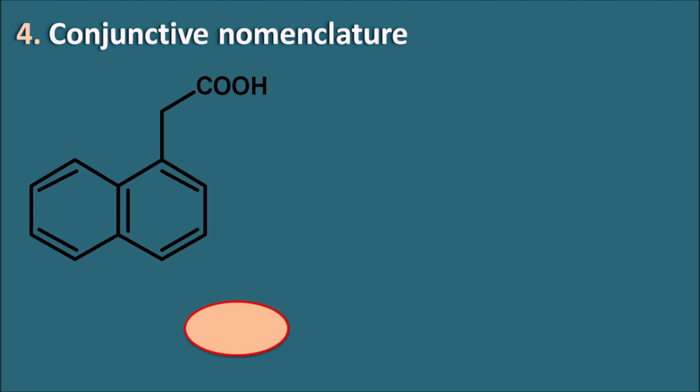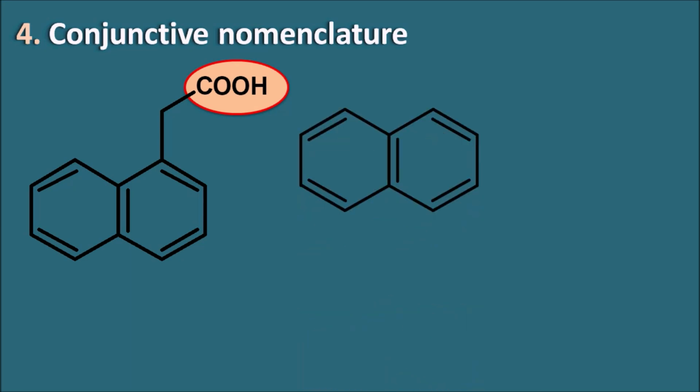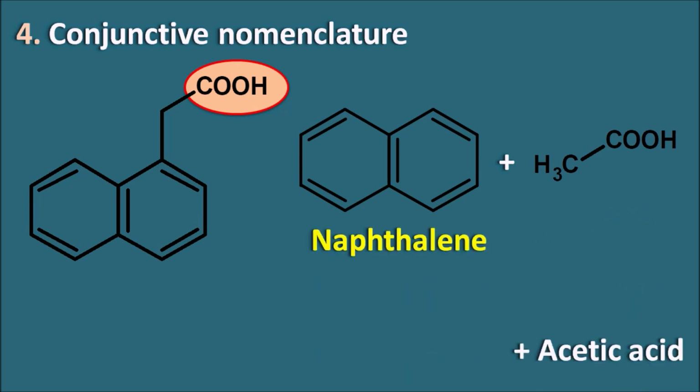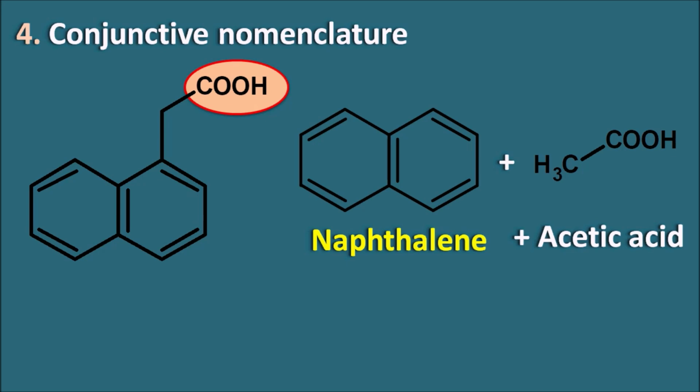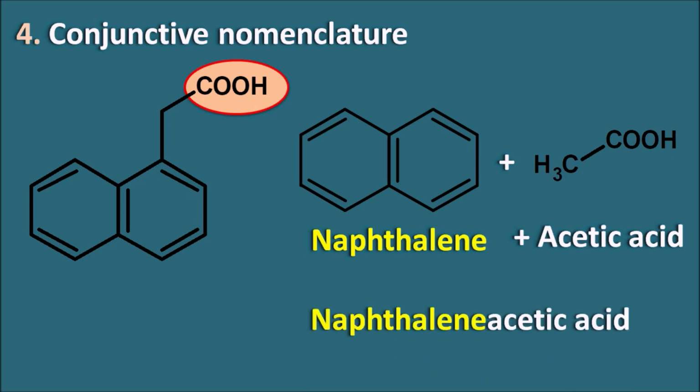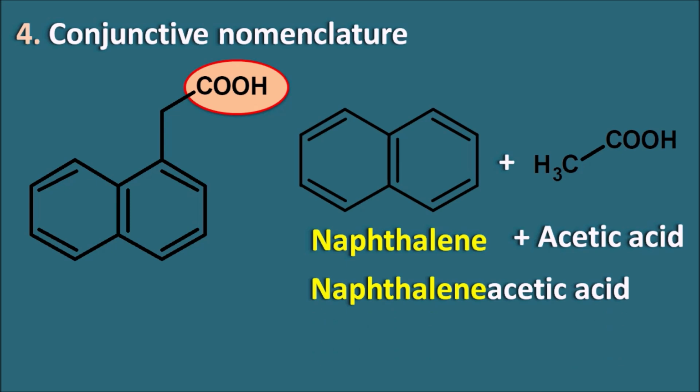So you can observe that here this carboxylic acid is present at the terminal, so we can use the conjunctive nomenclature. Now this structure can be considered as a combination of the naphthalene ring as well as acetic acid. So it is made up of naphthalene and acetic acid. By combining these we can get the name by conjunctive nomenclature. So the name of this compound is naphthalene acetic acid. You can observe that there is no gap between these two words.